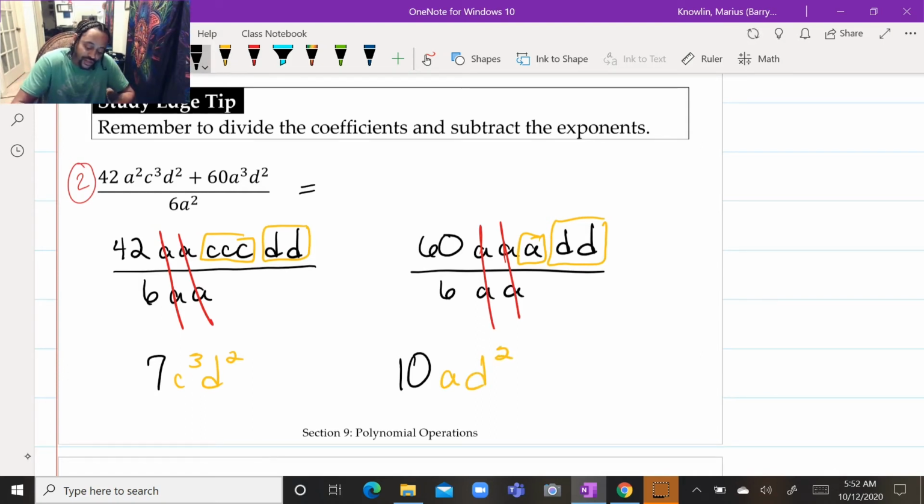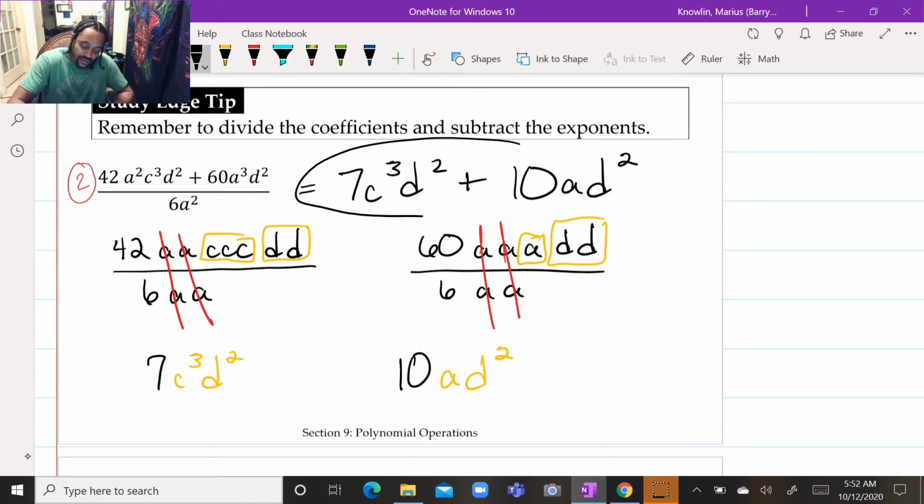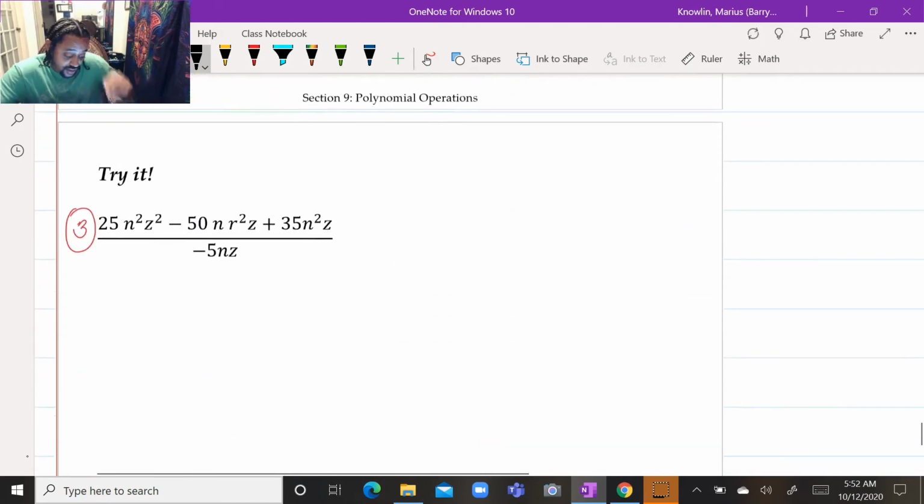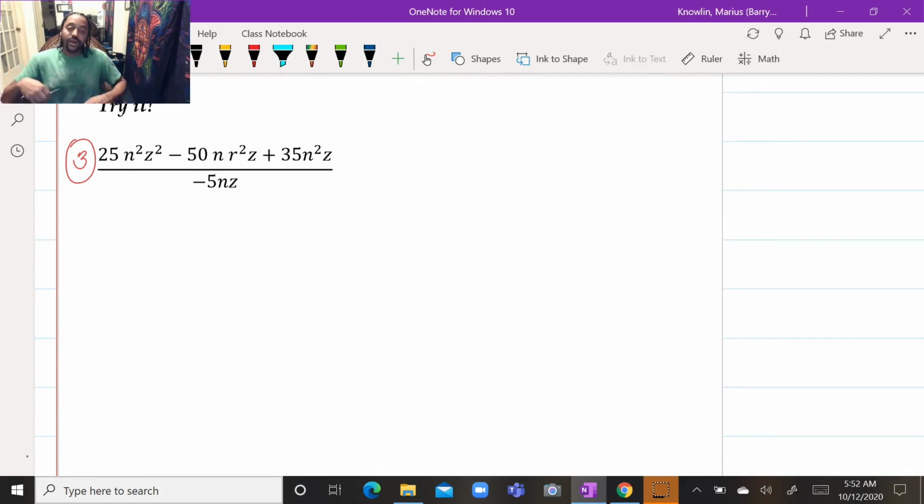So our final answer is going to be 7c to the third d to the second plus 10ad to the second power. Final answer. All right, let's take a look at one last problem here.